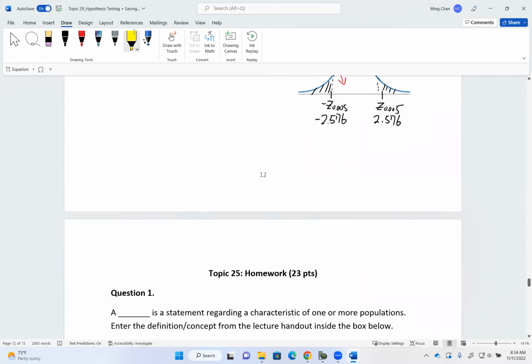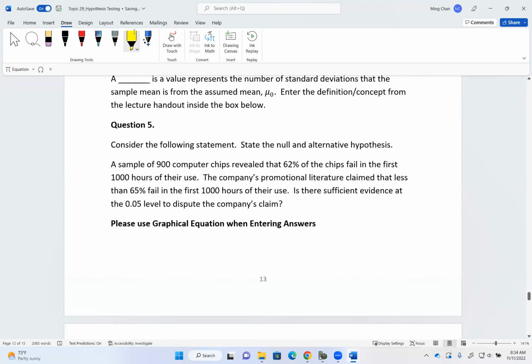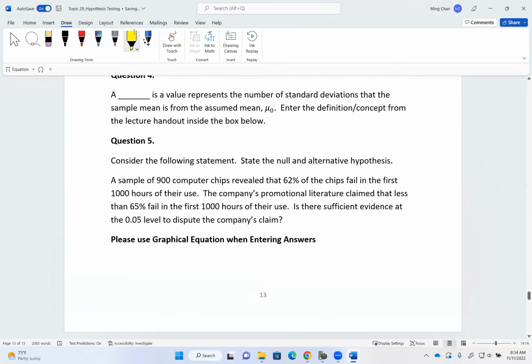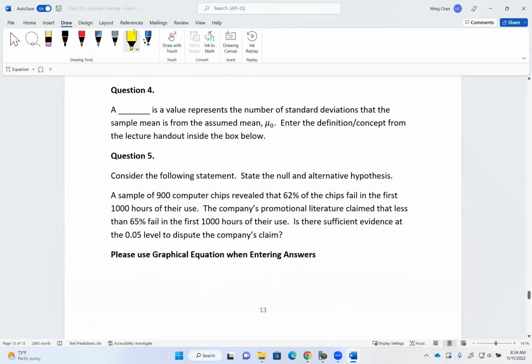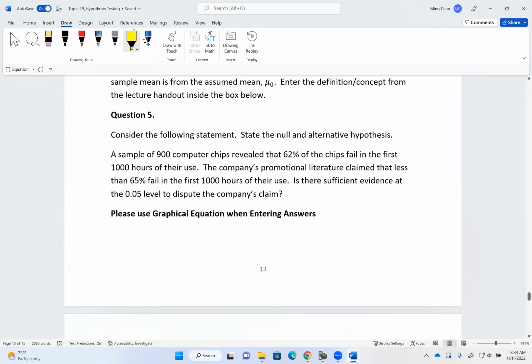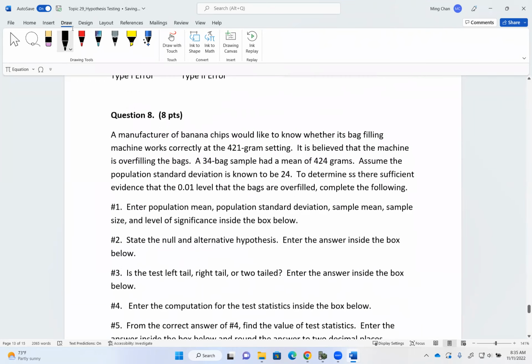All right. So the homework, a lot of definitions. Questions 1, 2, 3, and 4 are all definitions. Question number 5 is basically the same thing. I think I used 65% this time. My p hat is about 65%. Number 5 is stating the null and the alternative hypothesis. So make sure you type in H null and H1, H alternative, right? Make sure you type it out using the graphical equation. 6 and 7 are multiple choice on the definitions, type 1 and type 2 errors.